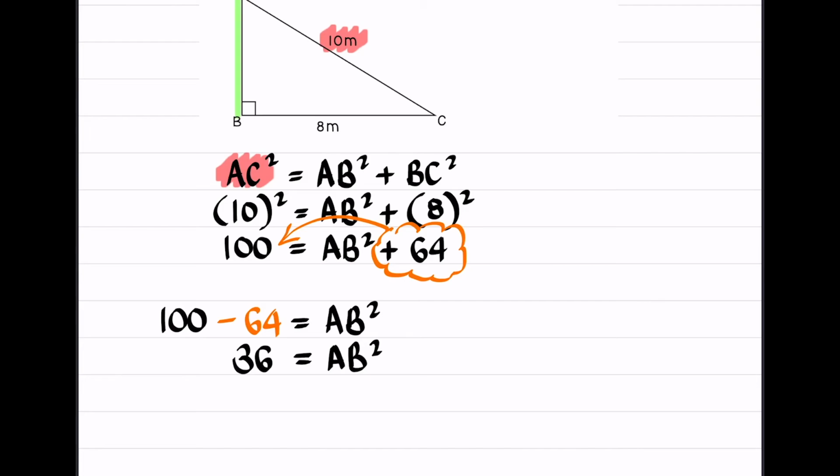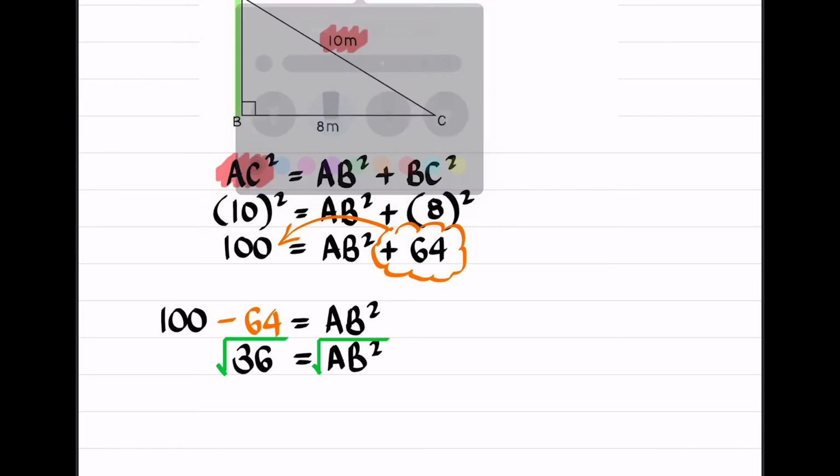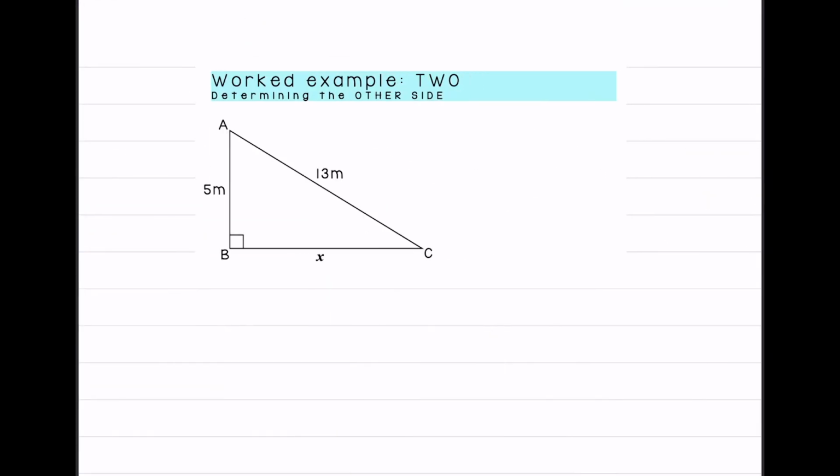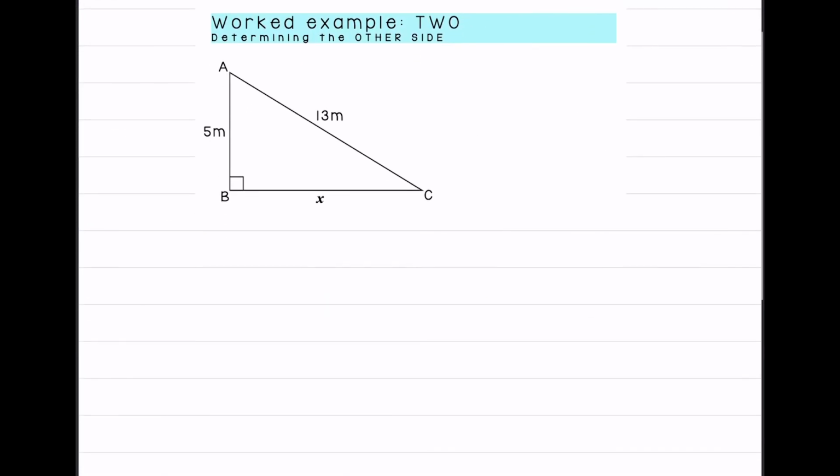But I'm not looking for AB squared, I'm looking for AB by itself. So I'm going to square root both sides of this equation. The square root of 36 is equal to 6, carry down your units, meters, equal to the square root of AB squared, which is AB. Now there is a shorter method to do this, and I'm going to show you that shorter method in this next example.